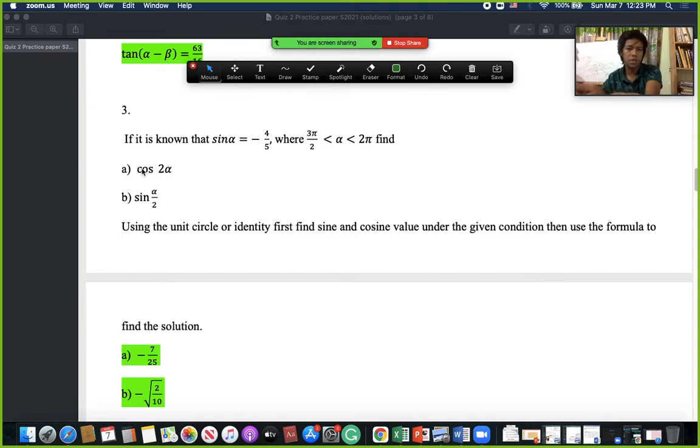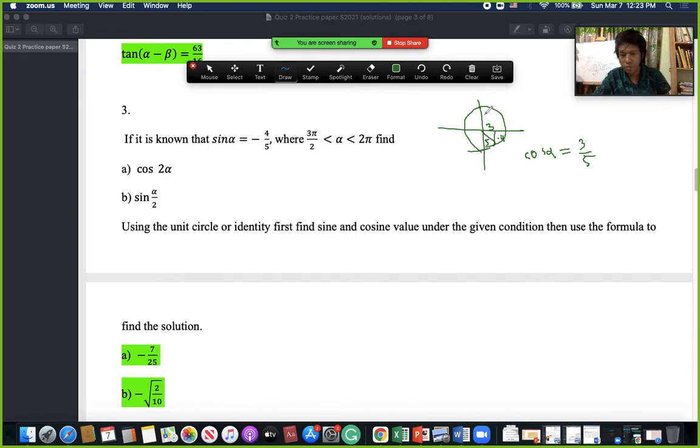For sine alpha by 2, there is an important part here. Let me show you. Anyway, this is 3 pi by 2 and 2 pi, that means the angle is here, and this is minus 4 by 5, that means 5 is here, minus 4 is here, that means 3 is here. So cos alpha equals 3 by 5. We do not need tan. If you need tan, then tan will be minus 4 by 3.